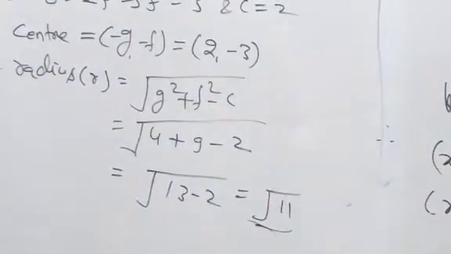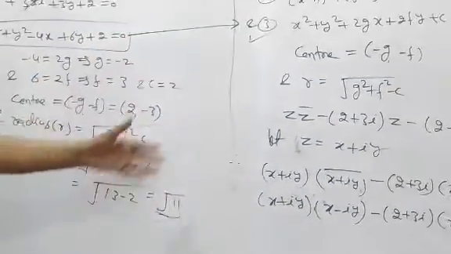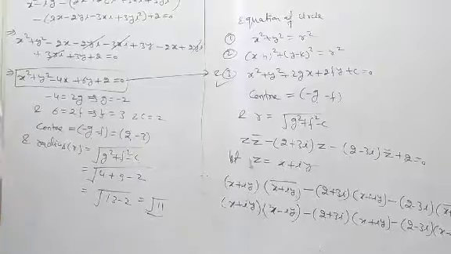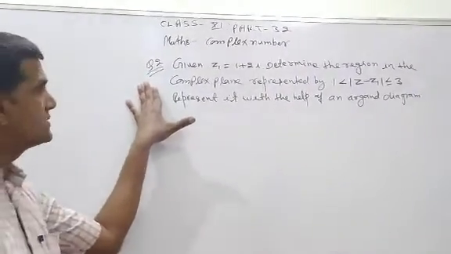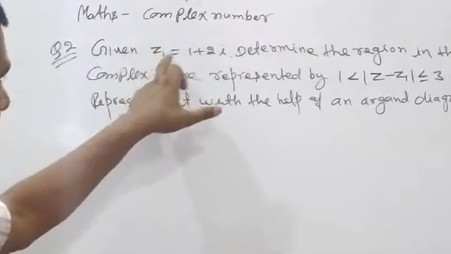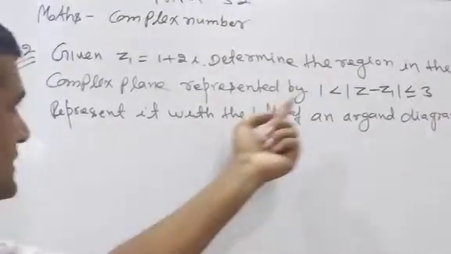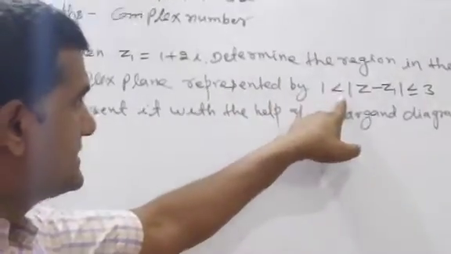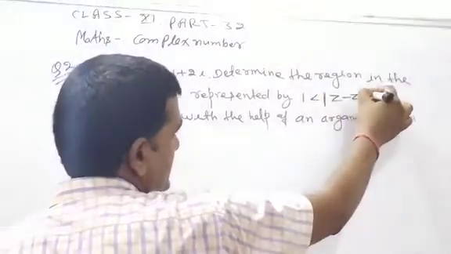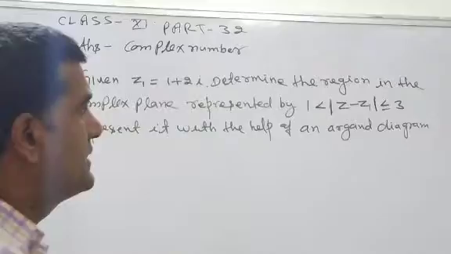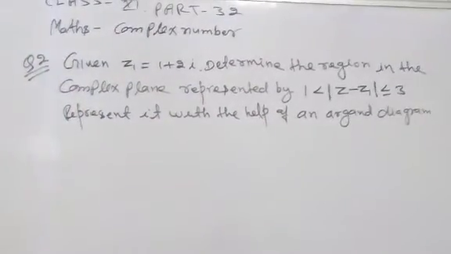Understood? In this way we can solve other questions also with the help of complex numbers, with the help of this formula. Understood? Now see the second question. Second question is given z1 is equal to 1 plus 2i and 1 is less than mod of z minus z1 is less than or equal to 3. Represent it with the help of an Argand diagram.